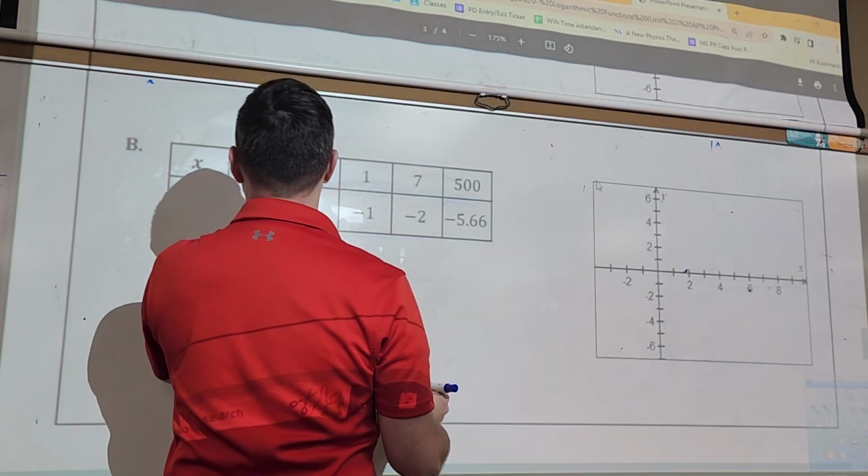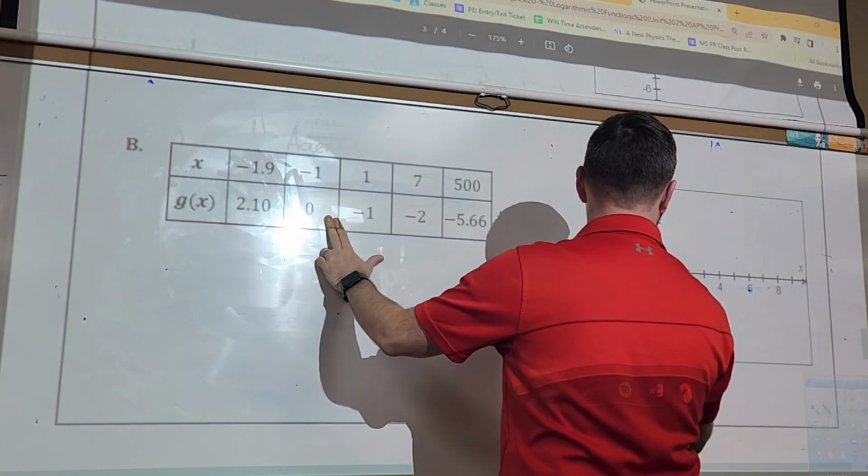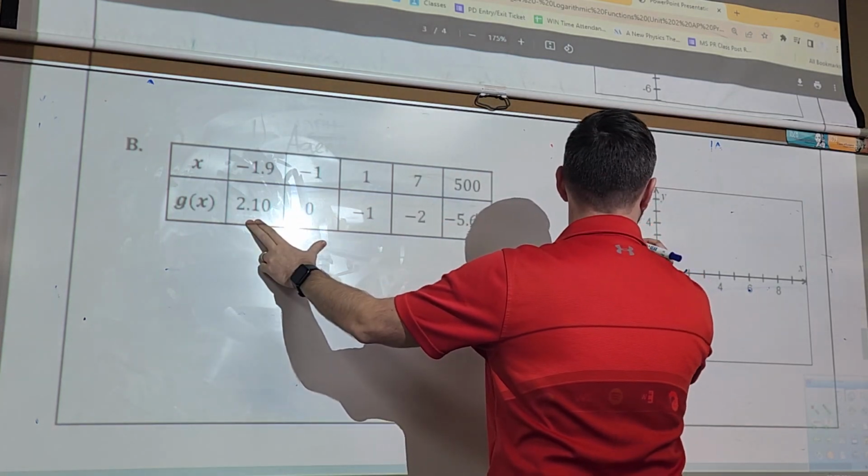So I have the point, let's graph these. Negative 1.9, 2, 2.1.